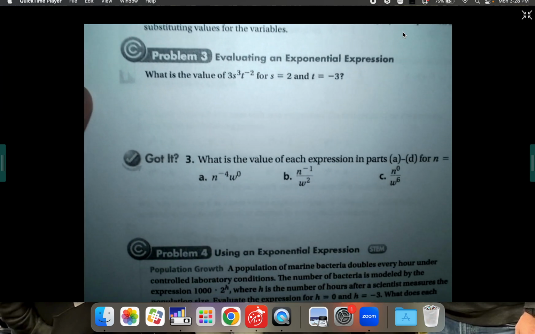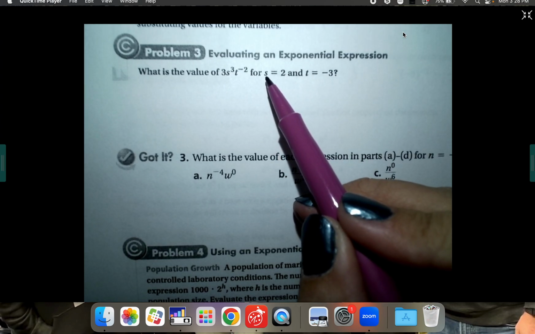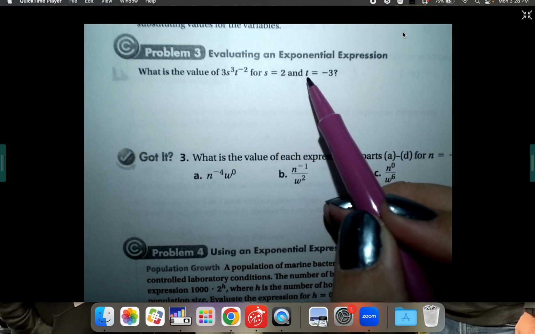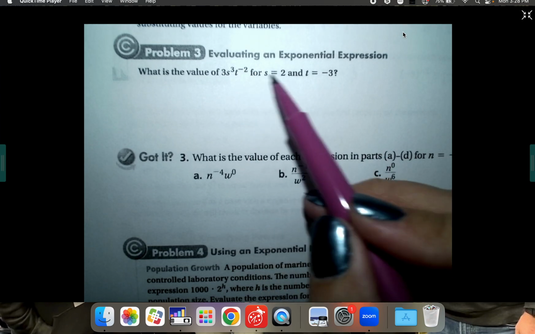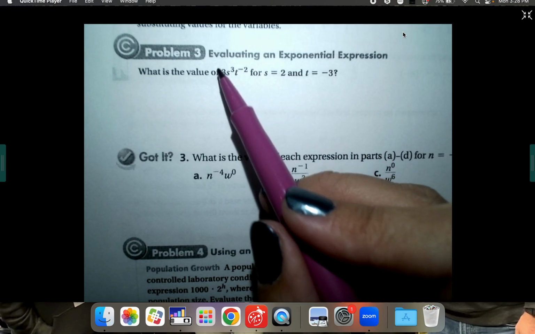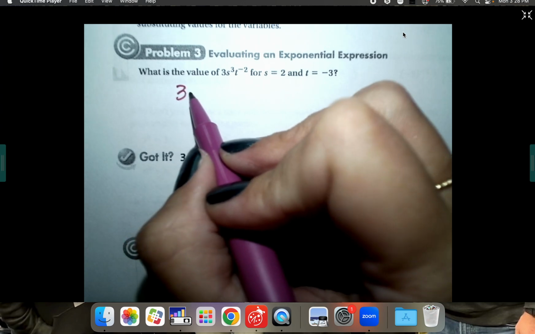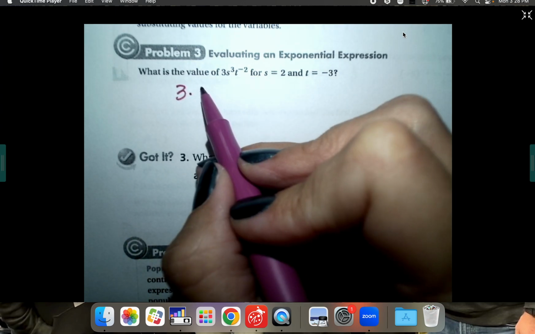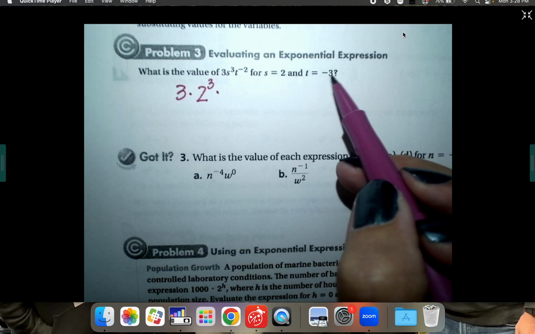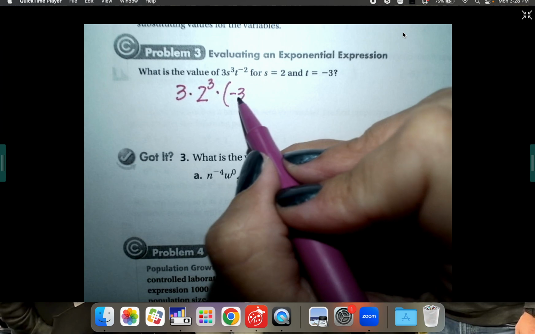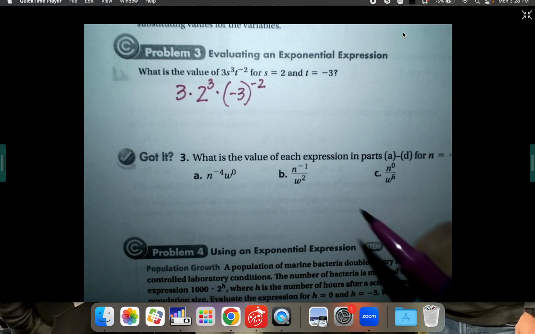Okay, the next section is now we're going to actually have a final answer because now I know what s is. It's 2. And now I know what t is. It's negative 3. So we're going to change these to being the numbers that they represent and then solve it to get a final answer. So I would probably write 3 times, remember s is 2, 2 to the third power times t is now negative 3. I'm going to put it in parentheses to the negative second power. So we can solve these.